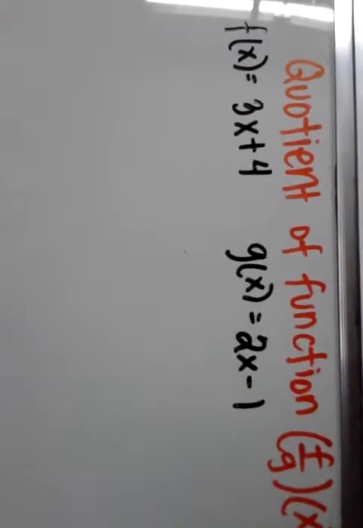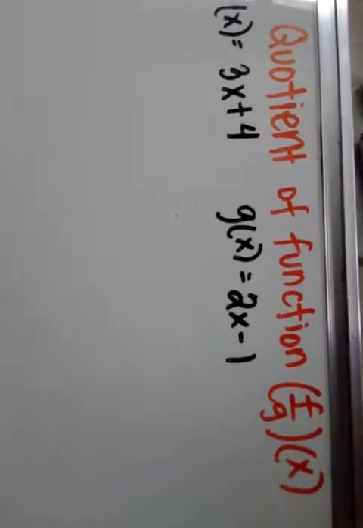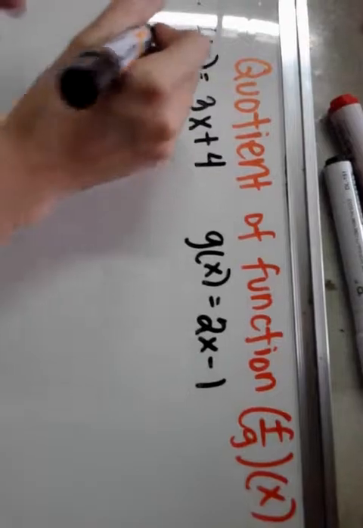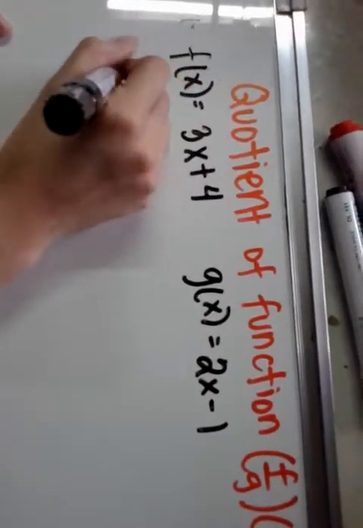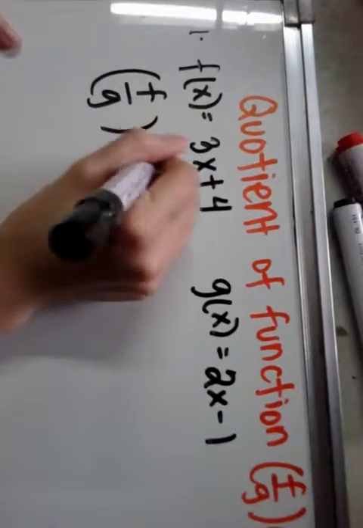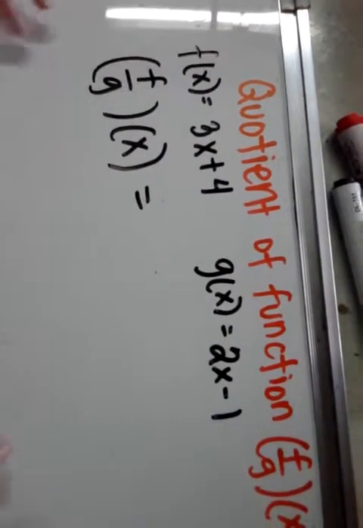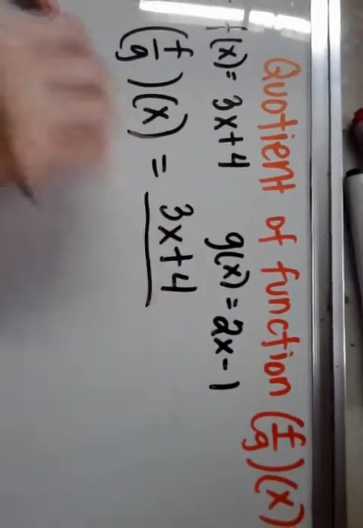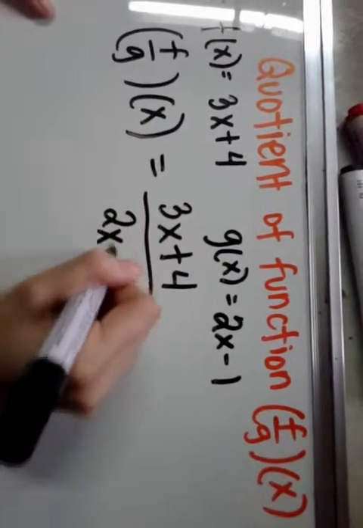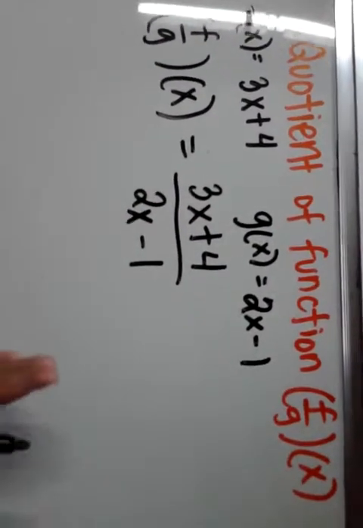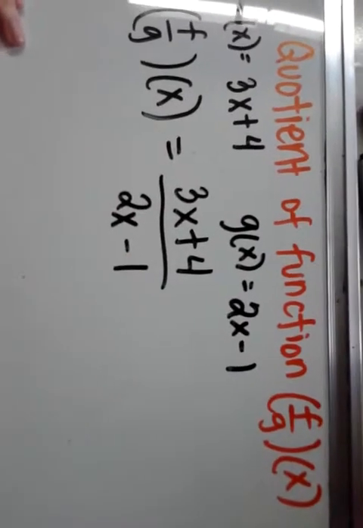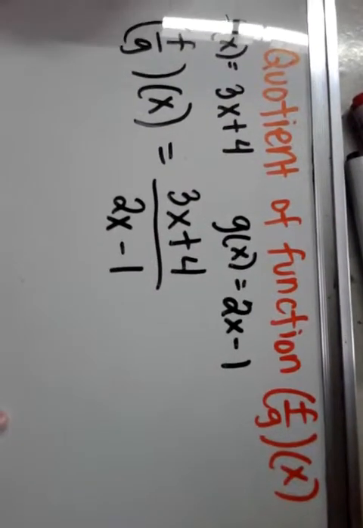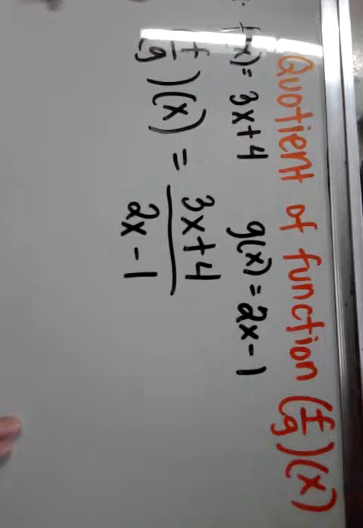So now, let us find the quotient of functions. So the formula for this is f over g of x. So first again, copy the formula, f over g of x. Then copy the equation of the f function which is 3x plus 4, and then over the g function which is 2x minus 1. So here you cannot simplify it and you cannot divide it since it is an equation. So therefore, this is our final answer. f over g of x is equal to 3x plus 4 over 2x minus 1.